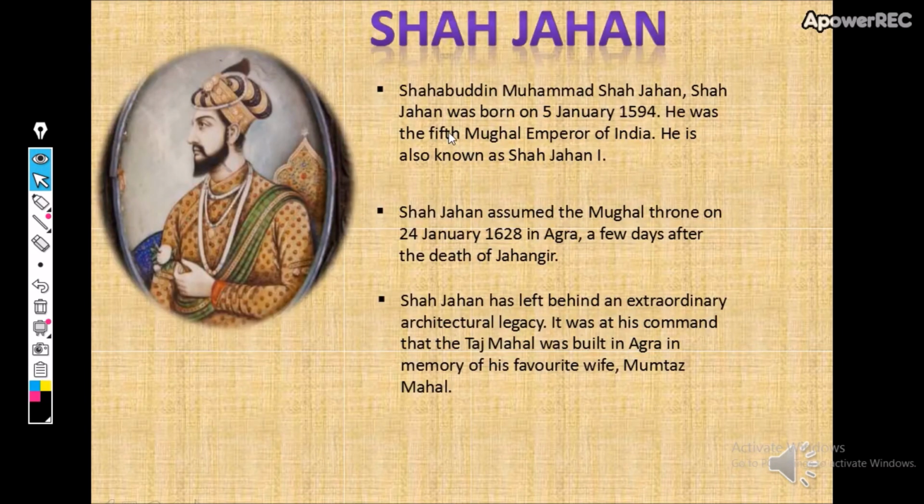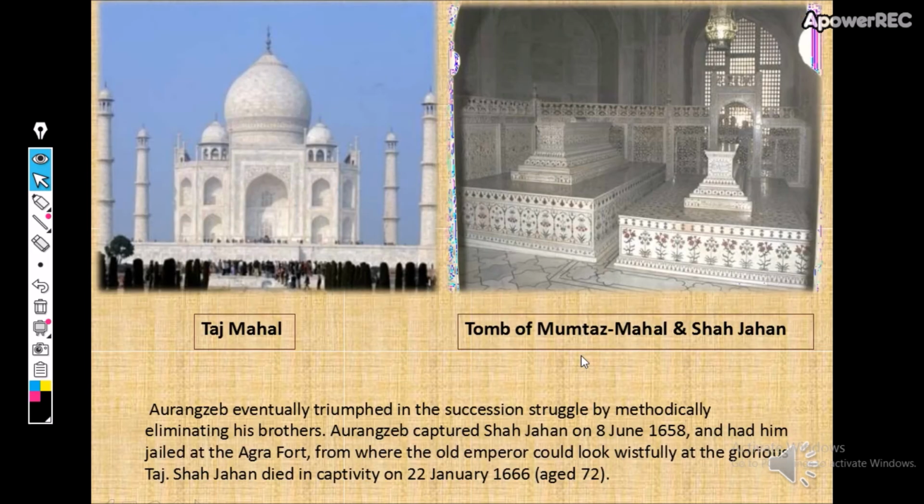Shah Jahan, the next emperor of the Mughal dynasty, Shahabuddin Muhammad Shah Jahan, was born in the year 1594. He was the fifth Mughal emperor. Shah Jahan has left behind an extraordinary architectural legacy. It was at his command that the Taj Mahal was built in Agra in memory of his favorite wife Mumtaz Mahal. This is the image of the great Taj Mahal. This is the tomb of Mumtaz Mahal and Shah Jahan.